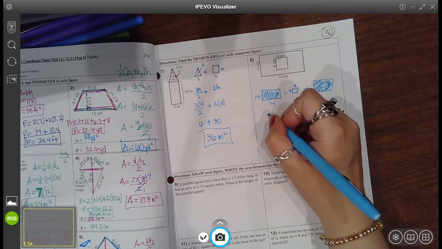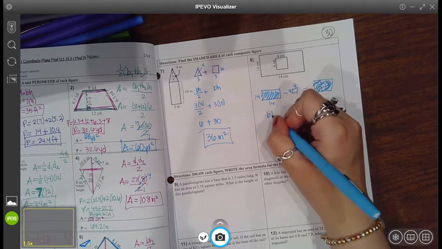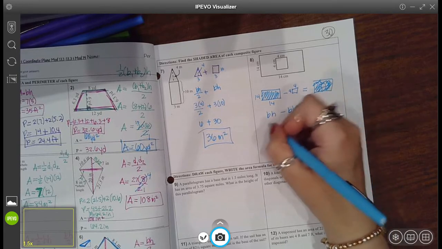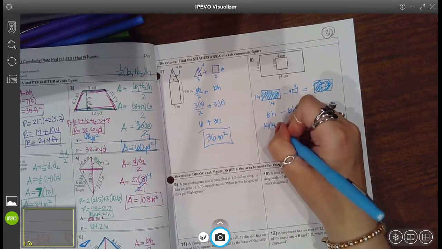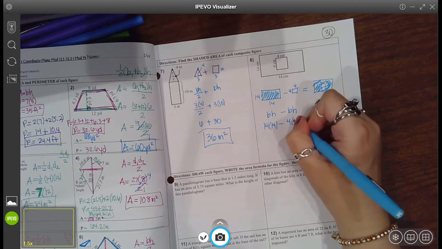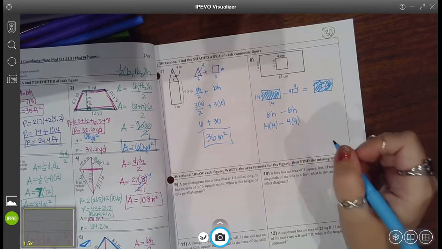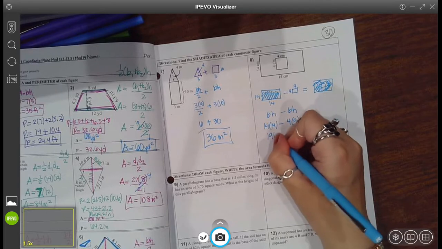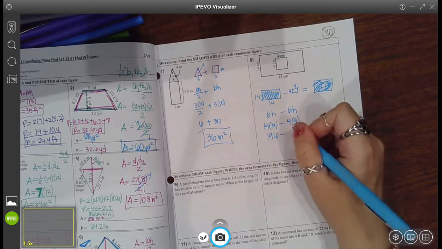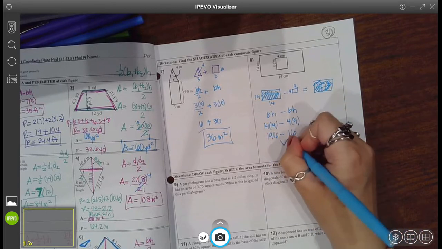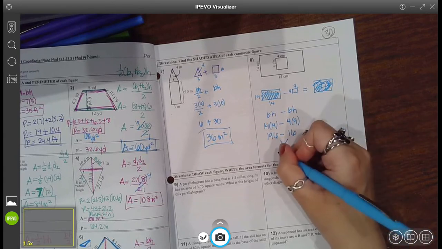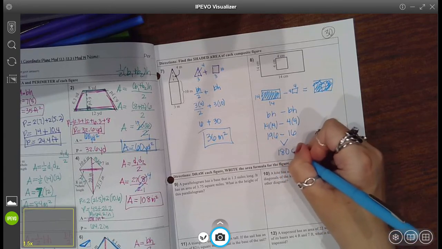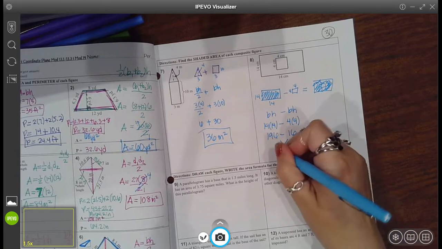So formula for a square is base times height. 14 by 14 for this one, and 4 by 4 for that one. When you type into your calculator 14 times 14, you get 196, and 4 times 4 is 16. So subtract that, and you get 180 centimeters squared.